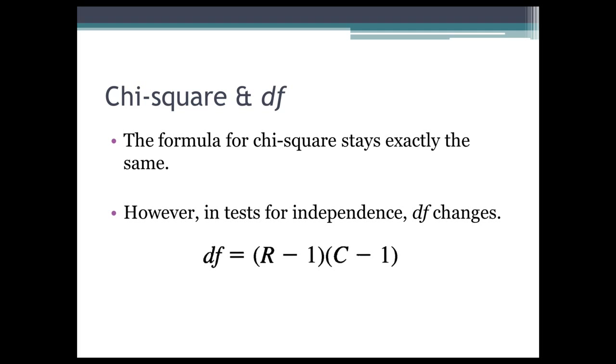In tests for independence, the degrees of freedom is (R minus 1) multiplied by (C minus 1). In the introvert-extrovert example versus colors, we have 2 rows, introvert and extrovert, so 2 minus 1 is 1. Then for C minus 1, we had 4 colors, so 4 minus 1 is 3. So 3 multiplied by 1 is 3. The degrees of freedom is 3 in this case.